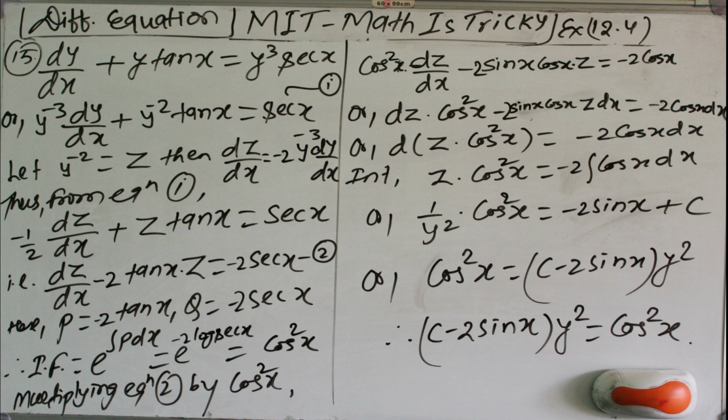Now we can write cos square x equals c minus 2 sin x into y square. Simplifying by cross multiplication, therefore we can write the answer as c minus 2 sin x into y square equals cos square x. And this is the solution for question number 15.